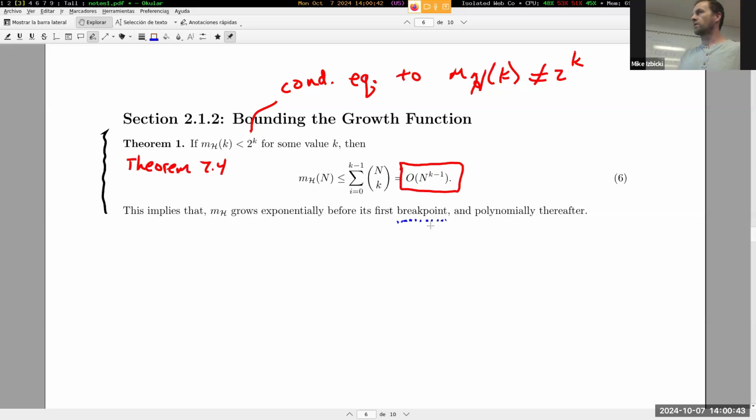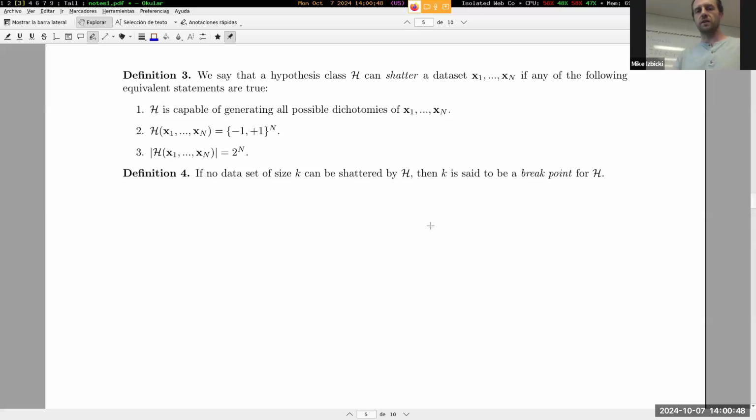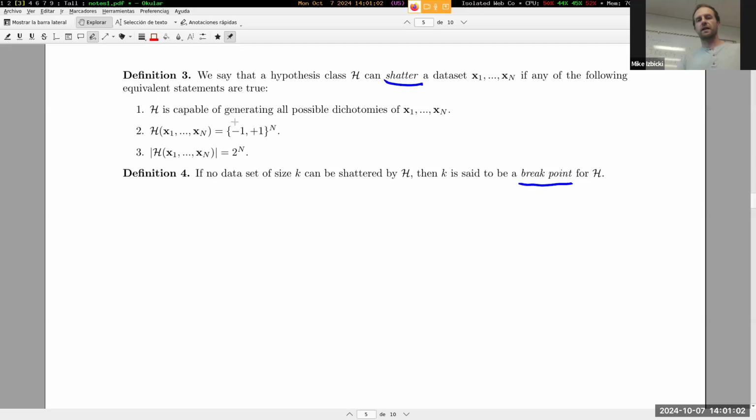Okay, I'm going to scroll up now. There are two definitions on this page that are important: the idea of shattering and the idea of a breakpoint. First, let's talk about shattering. There are three equivalent definitions of shattering that you'll have to memorize. Some of these definitions are easier to apply in certain situations, but in class I want to focus on the intuition behind shattering.